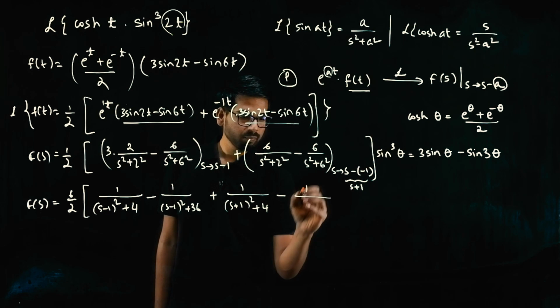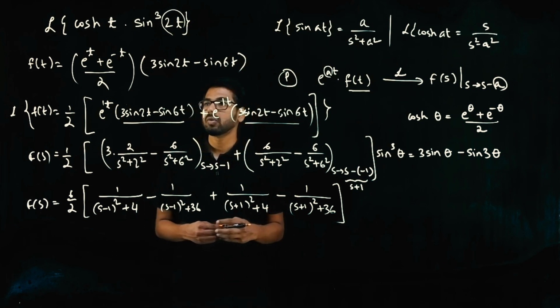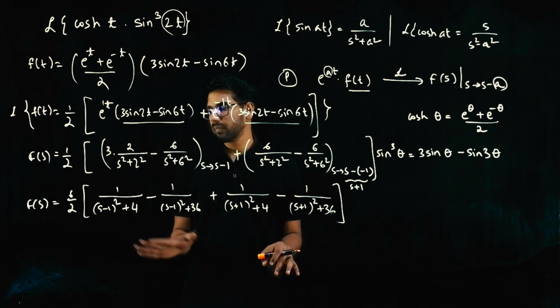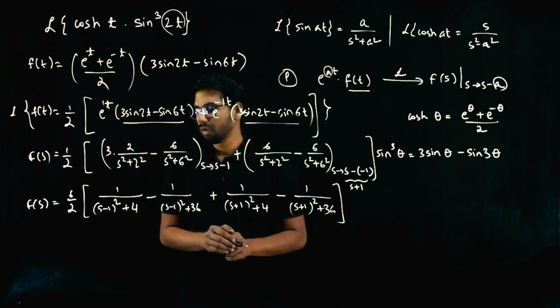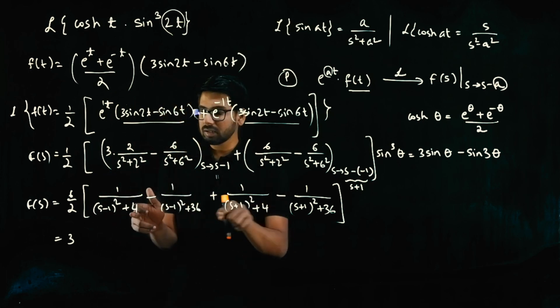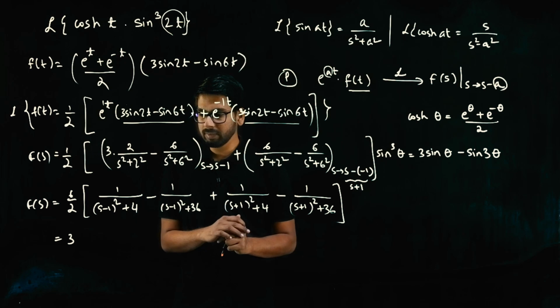minus 1 by (s plus 1) square plus 36. Okay, so this is the current step in the final Laplace transform. So 6 by 2 will be 3. I think you can leave it here, but you can still simplify this further. Okay, how can you do that?